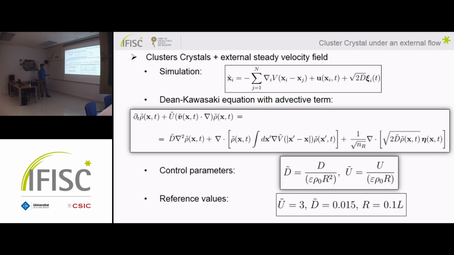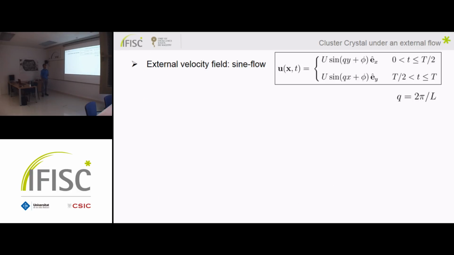For reference, our main values, unless otherwise stated, are u equals 3, d equals 0.15, and r equals 0.1 in units of the length of the cell. These last two, d and r, are taken from the reference of Delfau and co-workers, because we want to work in the case when clusters form, at least in the static case without flow, and we want to see what happens when we apply this external flow. We have used as a base flow this sine flow, which is a toy model used in mixing processes.